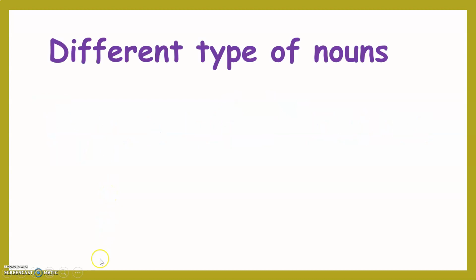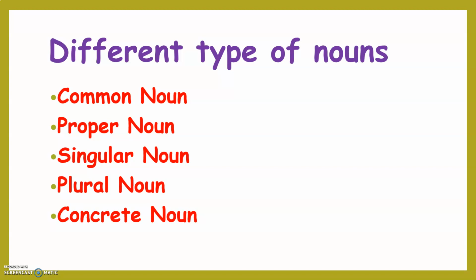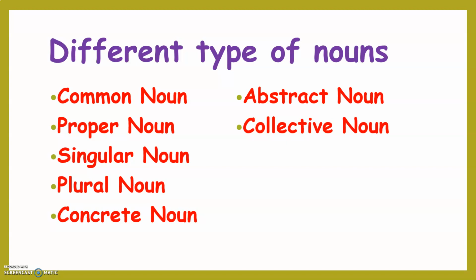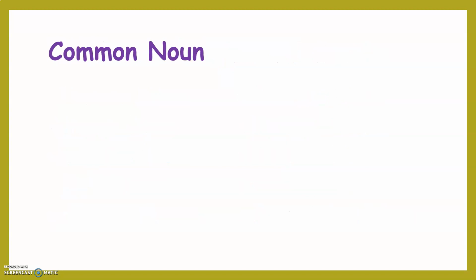Different types of nouns are common noun, proper noun, singular noun, plural noun, concrete noun, abstract noun, collective noun, compound noun, countable noun, and uncountable noun. Now let's discuss each of them in detail.